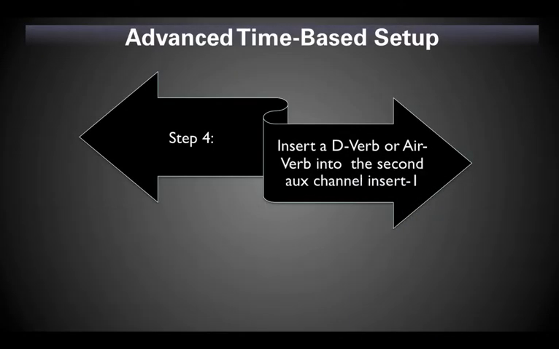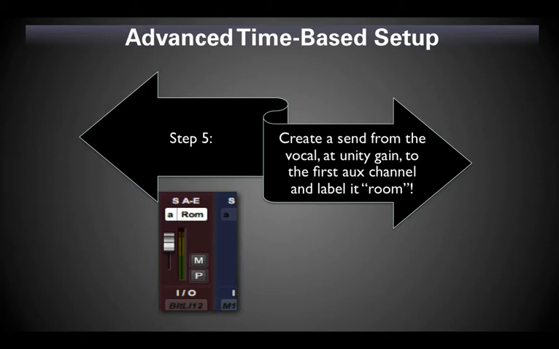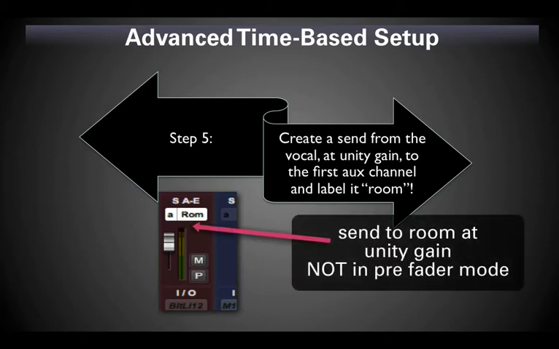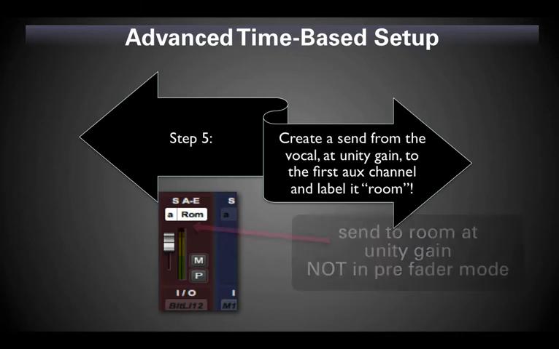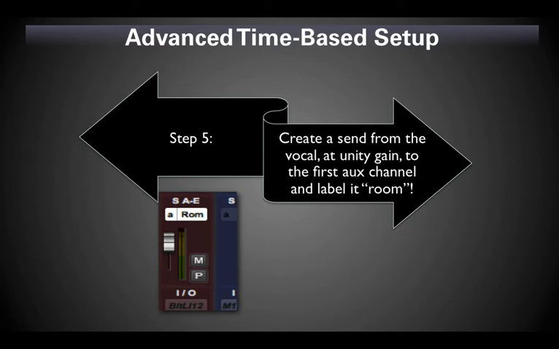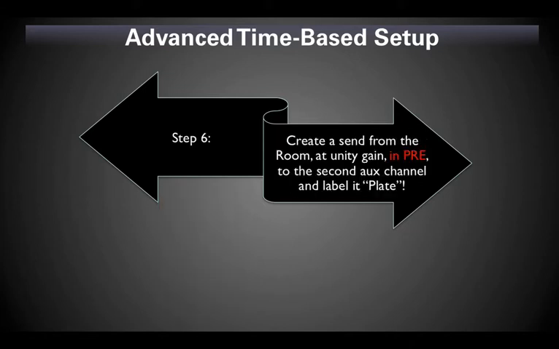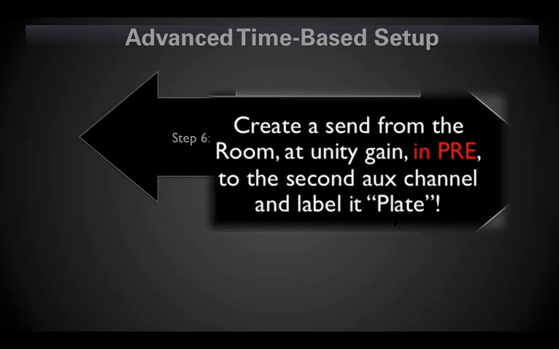Now we will repeat that step of inserting a time-based plugin, but this time without the compressor. So the deverb or airverb or whatever reverb you want to use, you insert into the second aux channel we previously created. Then we have to create a send, first from the vocal to the room, at unity gain, but not in pre-fader. Label that send room, or you can label it ambience. Then we create a send from the room, but also at unity gain and in pre-fader mode.